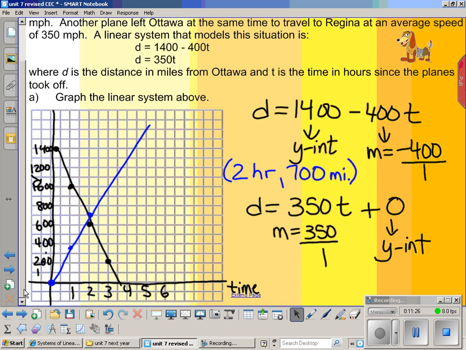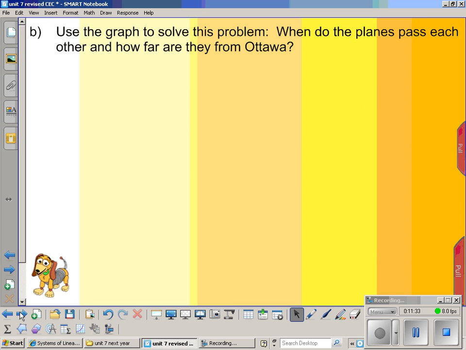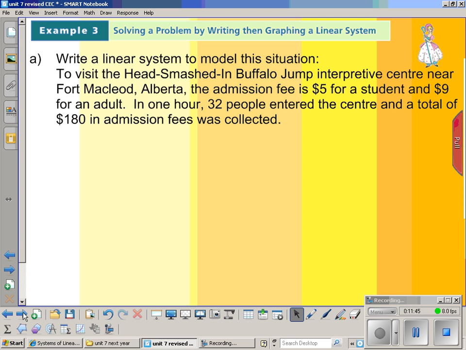All right, last example. To visit the Head Smash and Buffalo Jump Interpretive Center near Fort Macleod, Alberta, the admission fee is $5 for a student and $9 for an adult. In 1 hour, 32 people entered the center and a total of $180 in admission fees was collected. So the first thing we want to do is write a linear system.